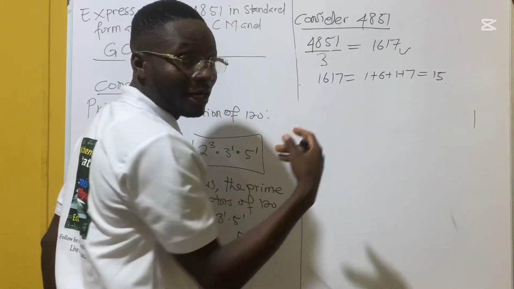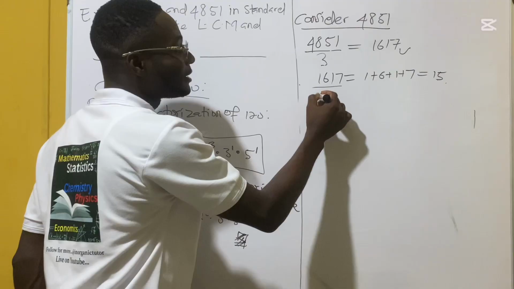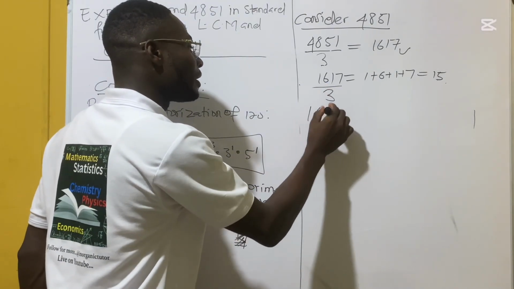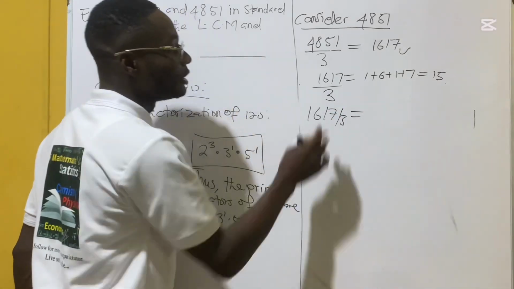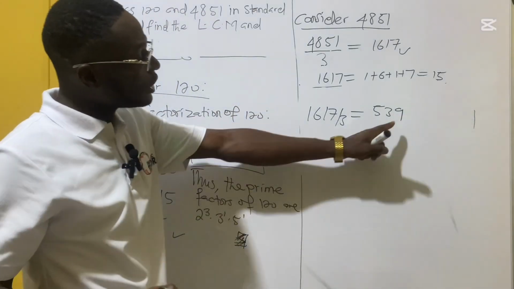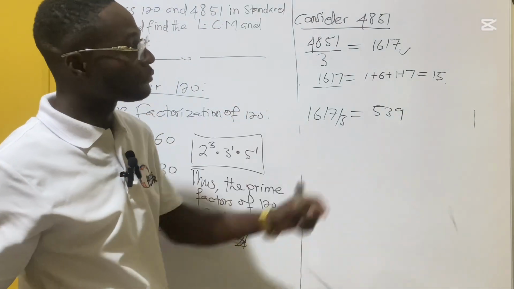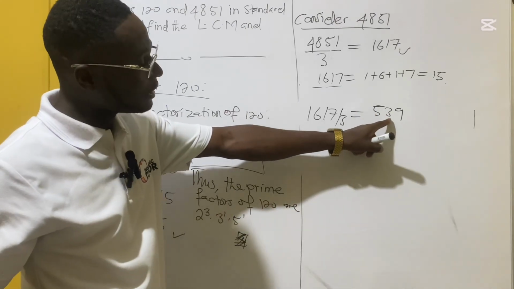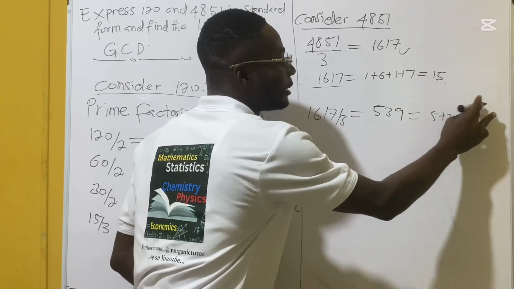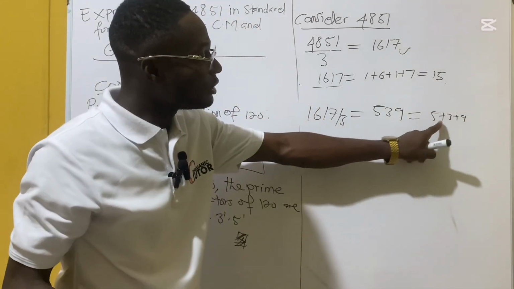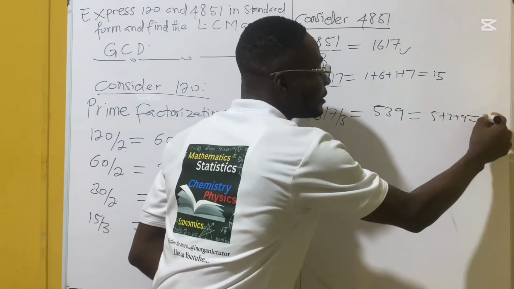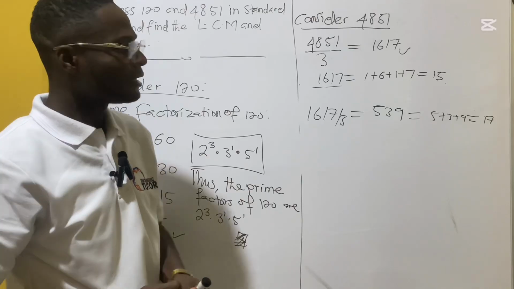So we pick 3 again to divide 1617, and that is going to be 539. This result we have right here, when you add the digits, you're going to have 5 plus 3 plus 9, which is 8 plus 9, and that is 17.